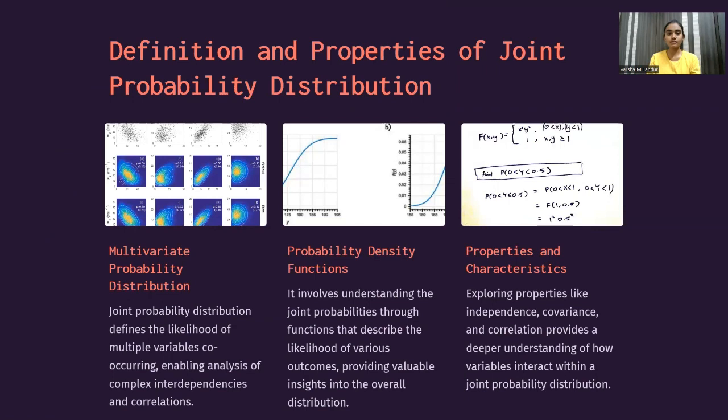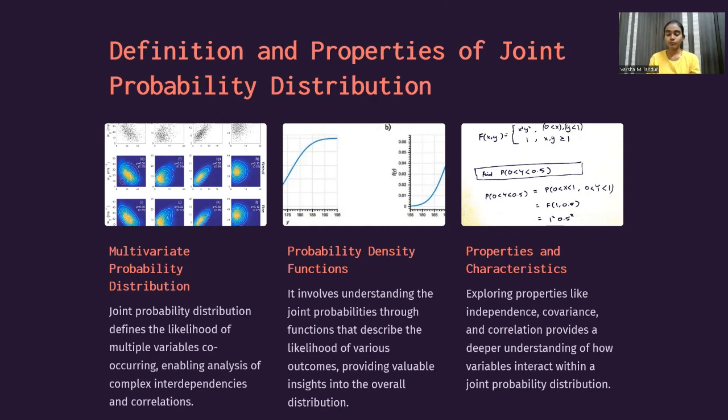Definition and properties of joint probability distribution. Multivariate probability distribution. Joint probability distribution defines the likelihood of multiple variables co-occurring, enabling analysis of complex interdependencies and correlation. Probability density functions. It involves understanding the joint probabilities through functions that describe the likelihood of various outcomes, providing valuable insights into the overall distribution.